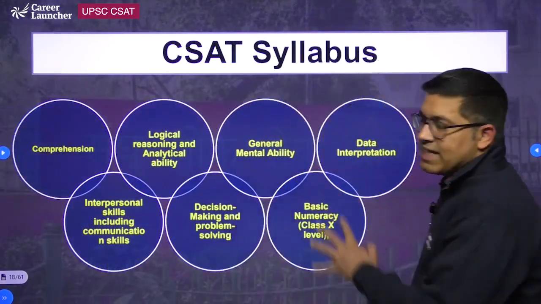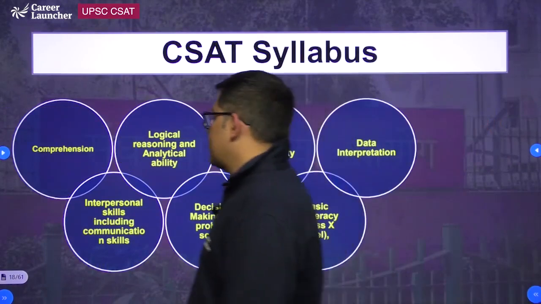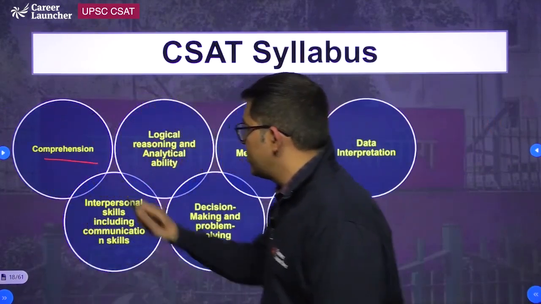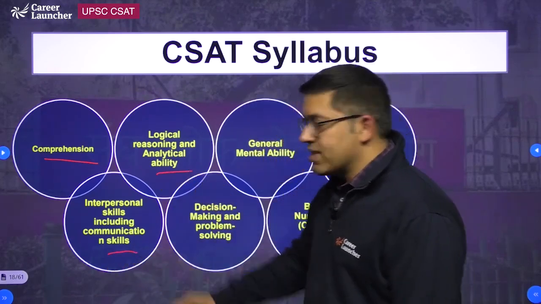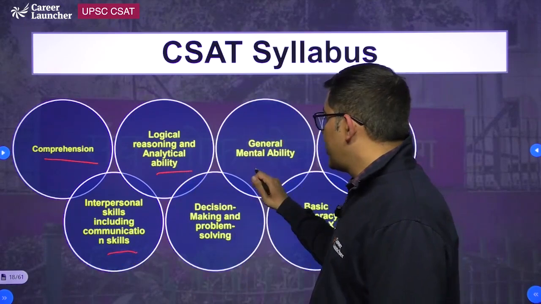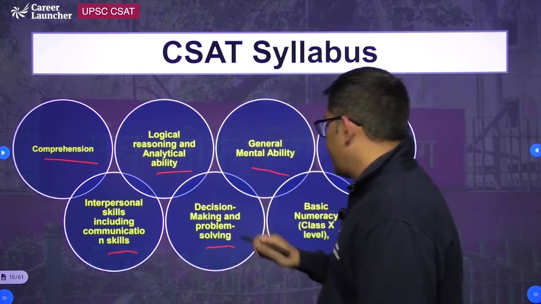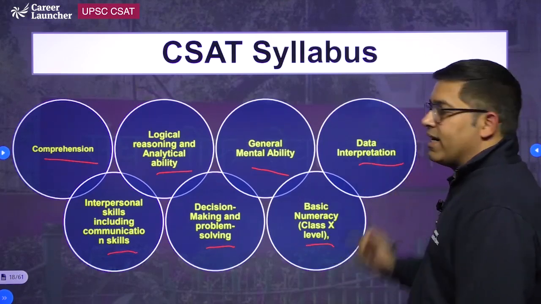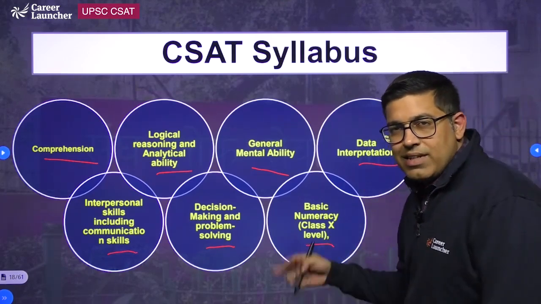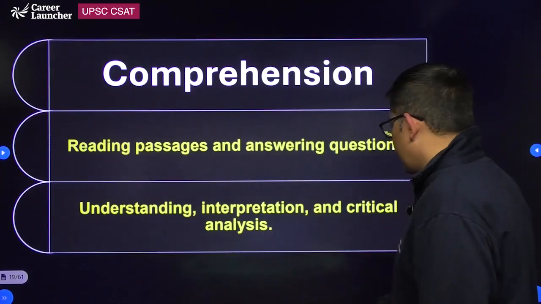Let's talk about the CSAT paper syllabus. So what comes in the CSAT paper? You have comprehension, logical reasoning and analytical ability, interpersonal skills and communication skills, general mental ability, decision making and problem solving, basic numeracy up to class 10th level, and data interpretation. Let's understand what these are in a little detail.